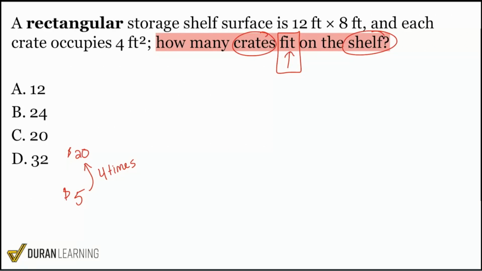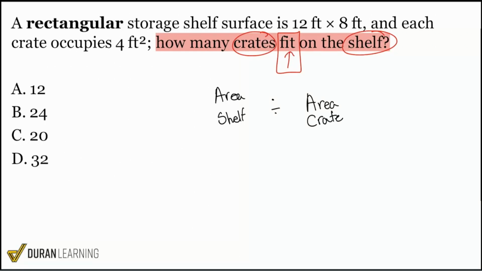So knowing that, what are we dividing? Whatever value represents the area of the shelf, we're going to divide that by the area of the crate. Because if we divide the space that the shelf takes up by the space that each crate takes up, we will find out how many crates will fit onto the shelf. So we have to be consistent there, but let's see what values we have.